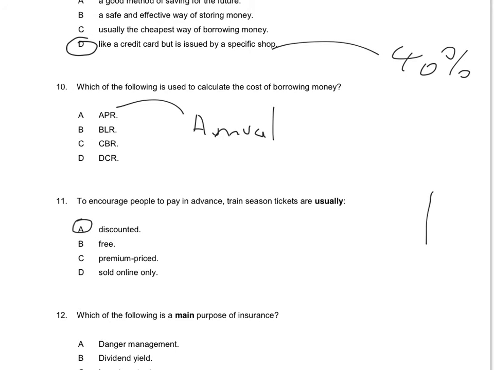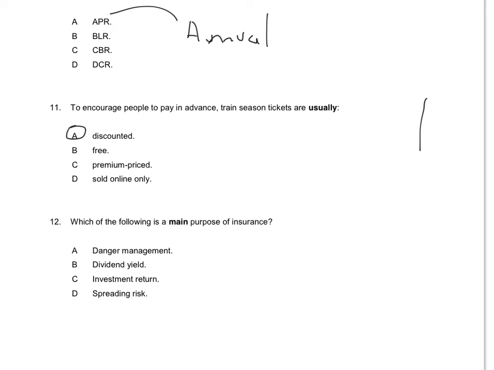Question number 12, which of the following is the main purpose of insurance? Right, the main purpose of insurance is always to, what is it? It's not danger management, because you're not managing danger. Like, if your insurance covers you breaking your leg, it doesn't actually manage that danger. So I think it's spreading the risk.